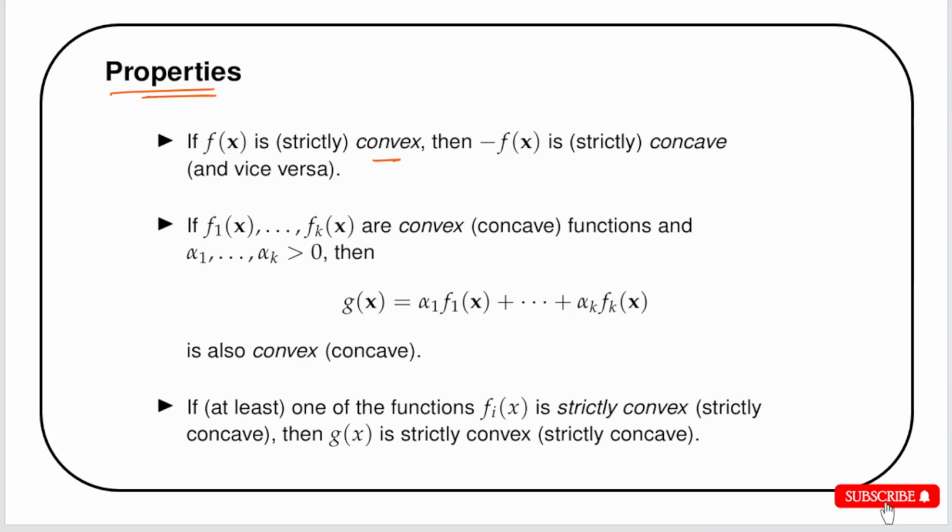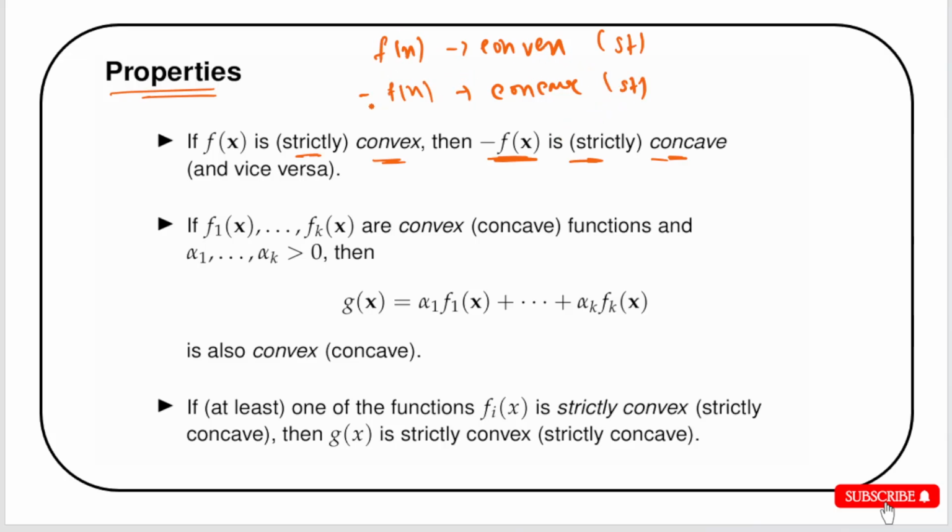If f(x) is convex or strictly convex, then minus f(x) is concave or strictly concave. So if f(x) is convex, minus f(x) will be concave, right? This is what this is saying. And if you have strict, then here you will have strict, so nothing else.